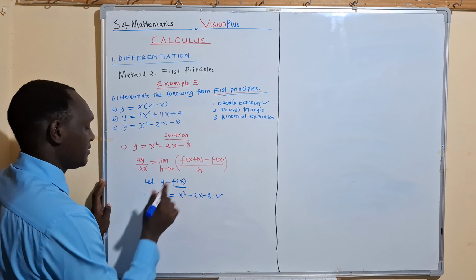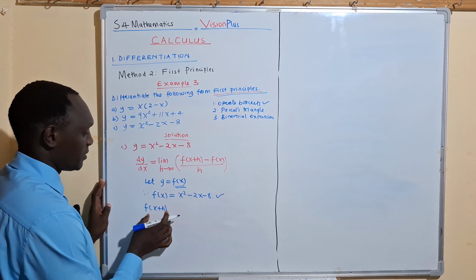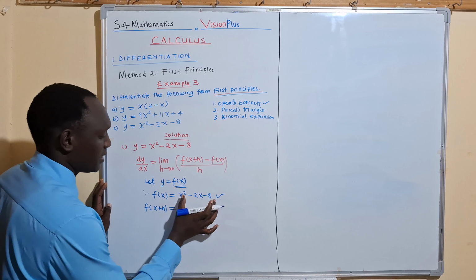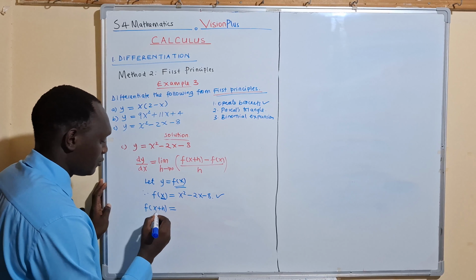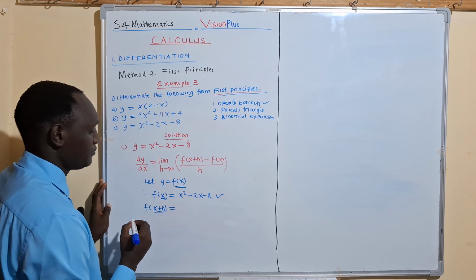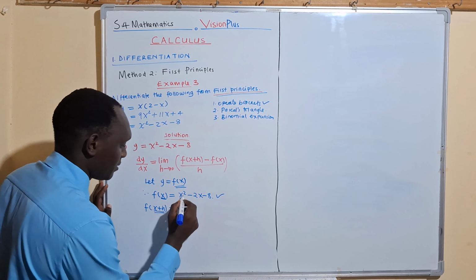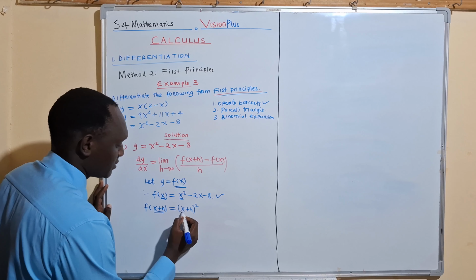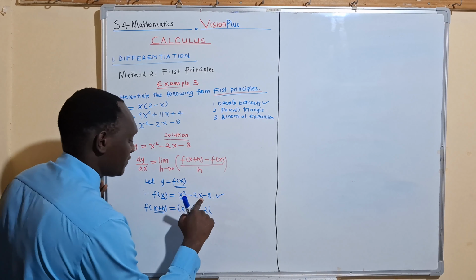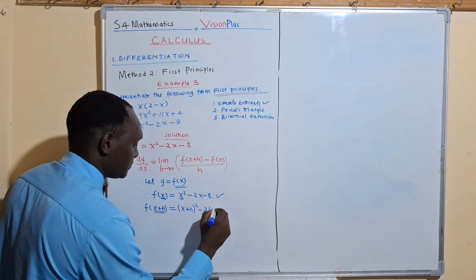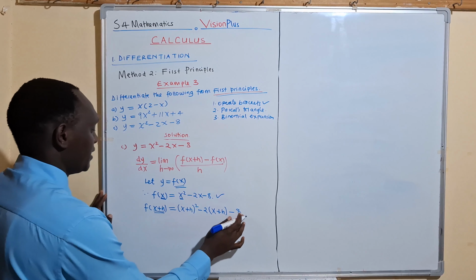Also in the formula we need f of x plus h. How do we get f of x plus h? We simply get it from the function f of x. What do we do? Where we find x, we put x plus h. So here we have x, so we shall put x plus h. But remember it is squared, so we square x plus h, which corresponds to x squared. And then minus 2, again, instead of x here, we shall put x plus h. And then we say minus 8, which is independent of x.